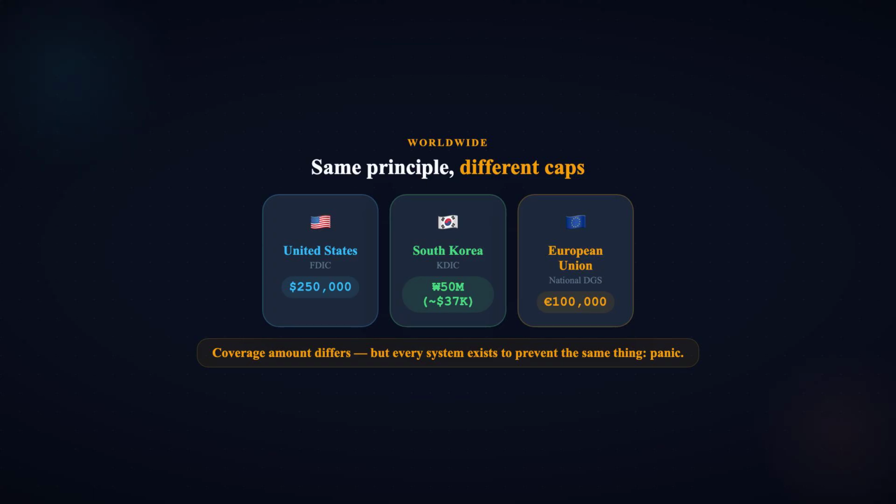the insured limit. Not every account type is covered. Not every institution is insured. Read the fine print. But for standard savings accounts and CDs at insured banks, the protection is real.